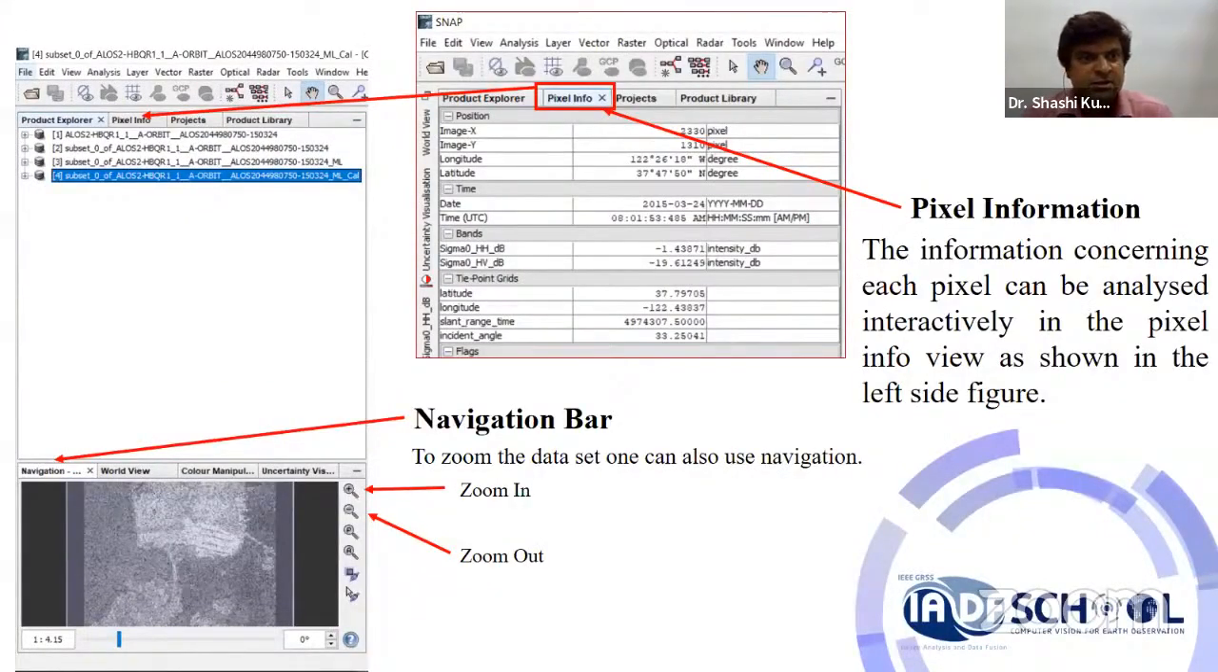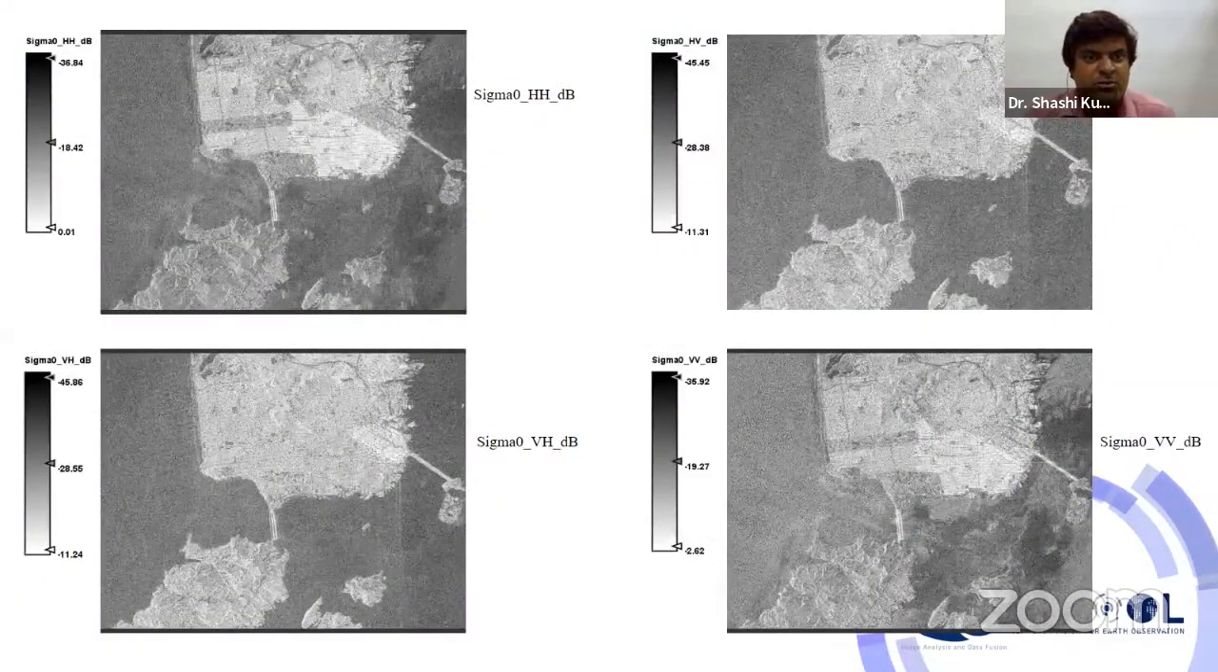Now, after that, if one is interested to see the pixel value, you can open any image and navigate to the pixel info. When you click on the pixel info, you will be able to see the pixel values. These images are generated here. So sigma naught HH image at dB scale: here you can see that the values range from 0.02 to minus 36.84. For VV, this is minus 2.62 to minus 30.92. For HV, this is minus 11.31 to minus 45.45. And a similar range is there for sigma naught VH. So here you can see that in different polarimetric channels, different features are enhanced. By using different polarimetric combinations, one will be able to retrieve different parameters.